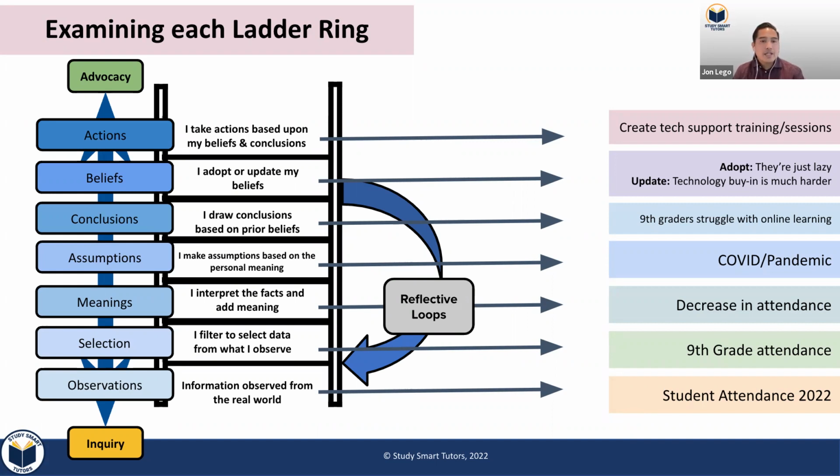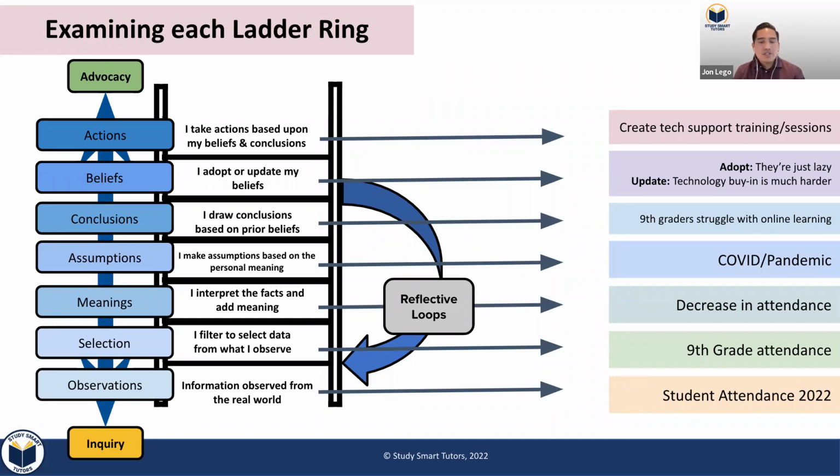After we've gathered that data, we start to look at the data set specifically for 9th grade. I examine it, I begin to make meaning of it, right? And notice I do see there is a decrease in 9th grade attendance. Maybe that's the observation that I make, that again, attendance has decreased within this specific group. So we move up that rung.